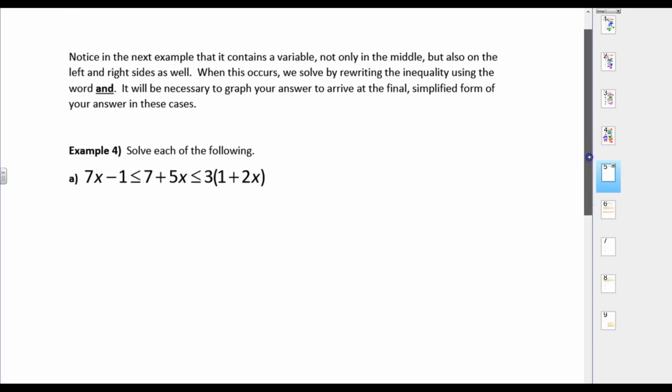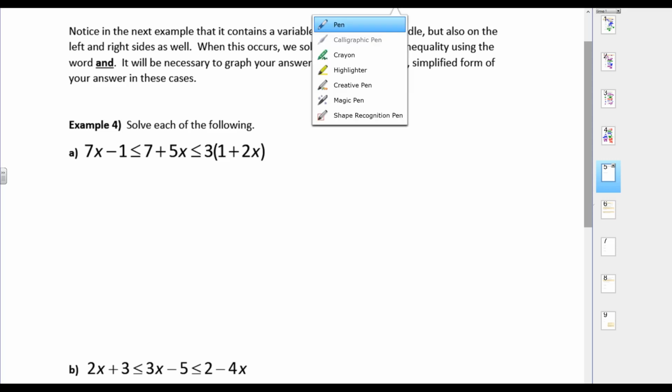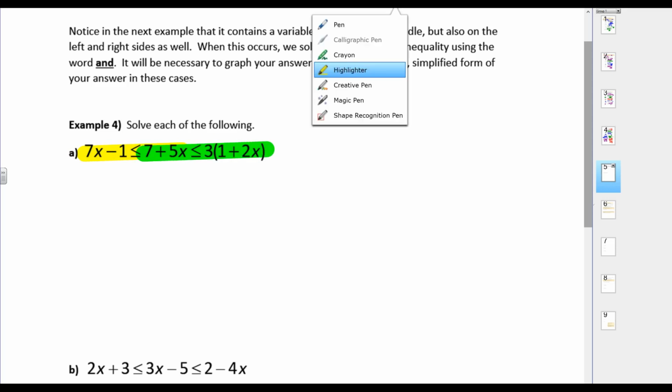So the next examples are a little bit different because what's going on here is you've got x's in all 3 pieces of the inequality. And when that happens, you're going to solve them by splitting them into 2 inequalities and joining them with the and phrase. And the way you're going to split the inequalities is you're going to take the first 2 pieces and make them an inequality, and then the second 2 pieces and make them an inequality.